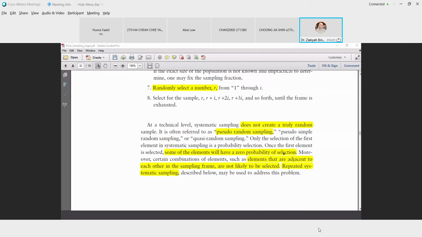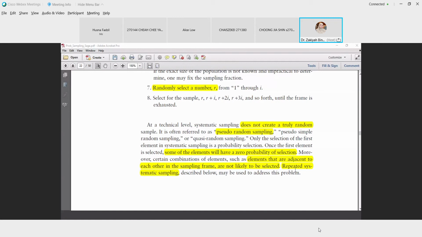Let's say I select number 8. Number 9, number 10 definitely will not be selected already, because your K is 10 just now, right? Something like that. So what does that mean? It's 0 probability of selection. So it's unlike SRS. SRS has equal probability of selection. Systematic sampling, no. Some elements will have 0 chance. Okay. Right now, certain combinations also, like I mentioned just now, elements that are next to each other, adjacent, are not likely to be selected.